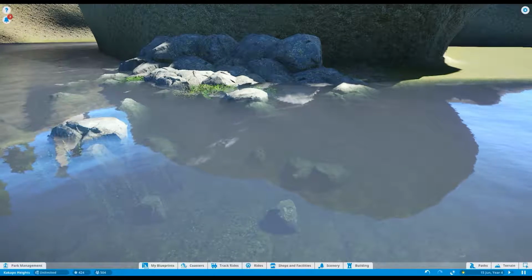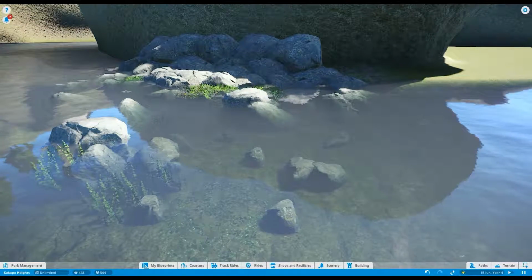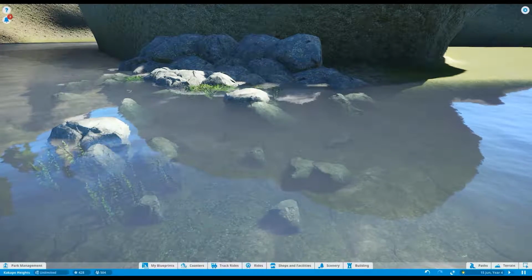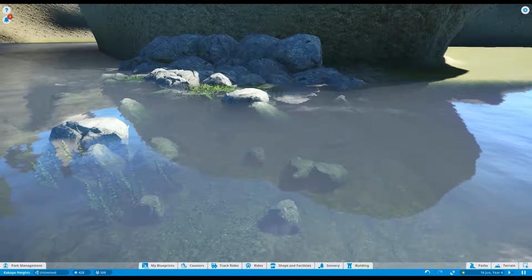What else have I done? I've used a texture that looks like it's got a sort of crushed shell look. I'm not quite sure what that's meant to be, but that creates quite a good look from above as well, or from this kind of an angle that your guests might be looking at.